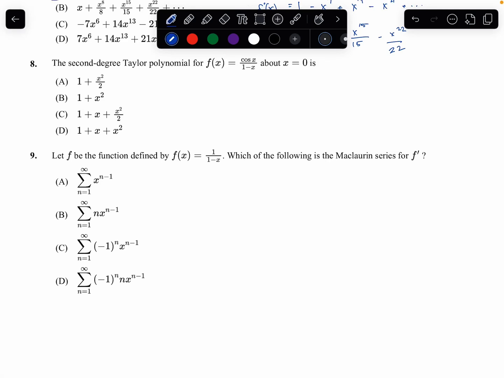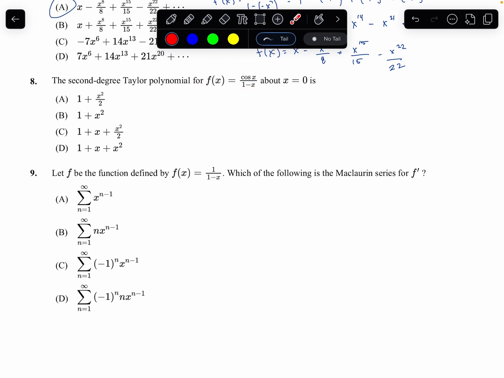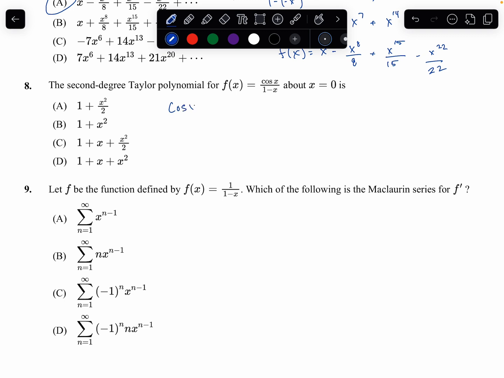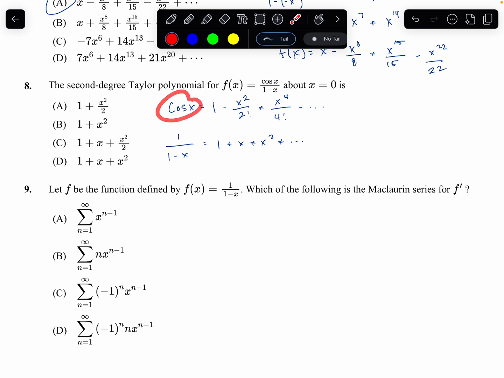Okay, I'm going to finish these last two problems. So the second degree polynomial about x equals 0 is this. For this, you have to know that cosine of x is equal to 1 minus x squared over 2 factorial plus x to the fourth over 4 factorial, and so on and so forth. You also have to know that 1 over 1 minus x is equal to 1 plus x plus x squared, and so on and so forth. And then you can see that cosine of x times 1 over 1 minus x is this expression right here.